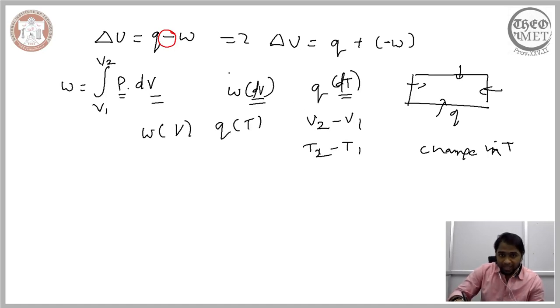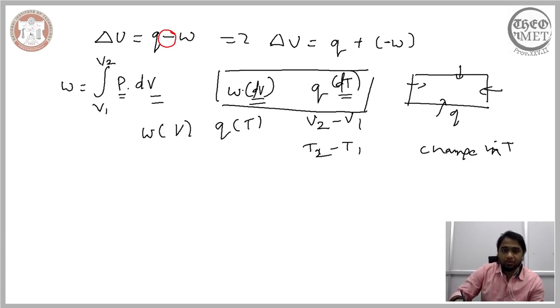So the accurate depiction of the dependency of the work and the heat on the volume and temperature should be represented in this manner. That is, the work done is dependent on change in the volume, and the heat transferred into or out of the system is dependent on change in the temperature. However, since the volume and temperature are state variables and they are nothing but the difference in the final and initial variables, it is possible for us to write it in this manner.